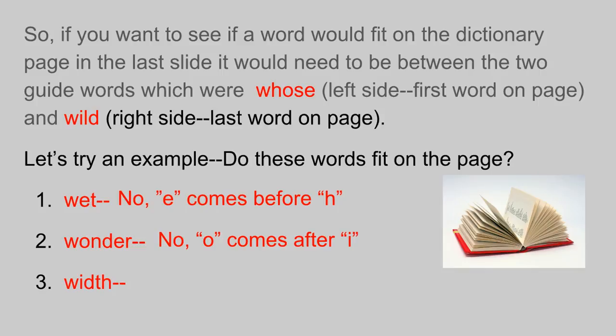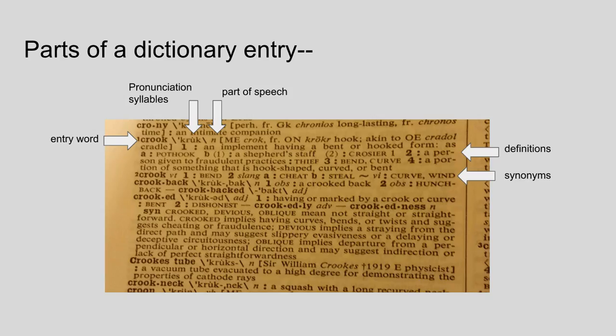Let's look at number 3, width. Let's see, W-I comes before wild and I comes after H, so yes, width comes between WH and WIL. So that word would be on this page.